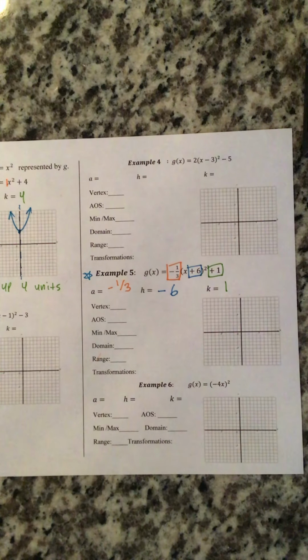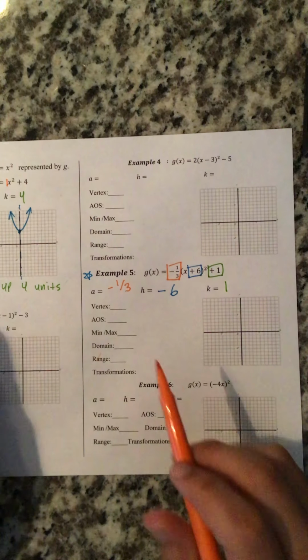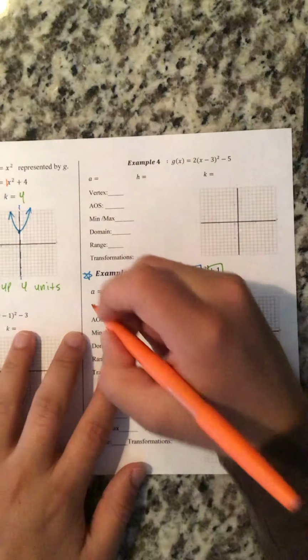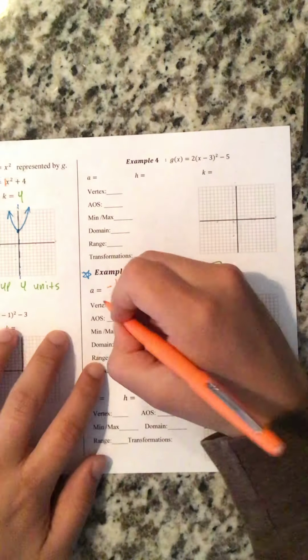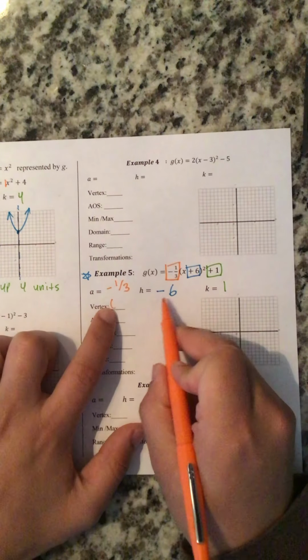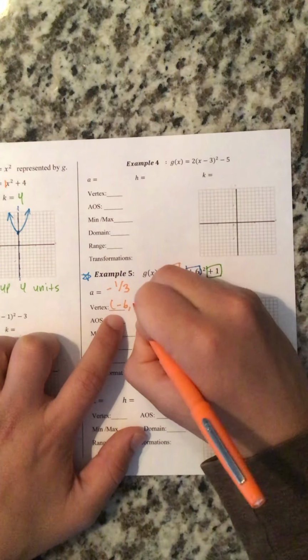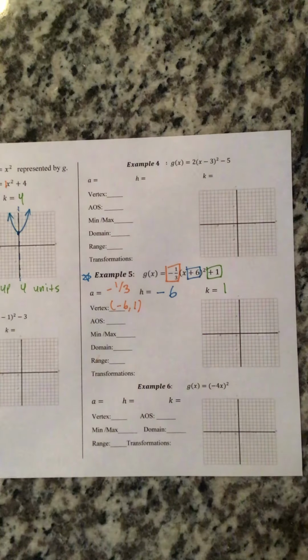Now let's go to the vertex. So remember, the vertex is parentheses H, comma, K. Eventually you don't need to write it all down. So the vertex I'm going to write as, my H value goes first, so negative 6, comma, my K value, so 1. Negative 6, comma 1. That's my vertex. You're good.